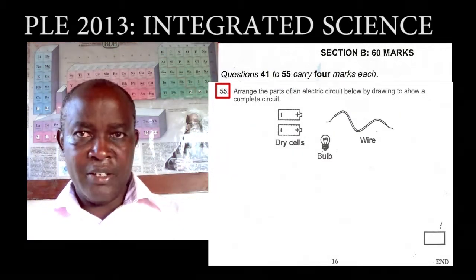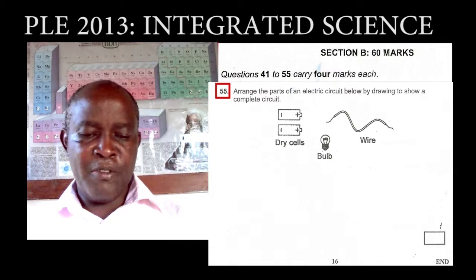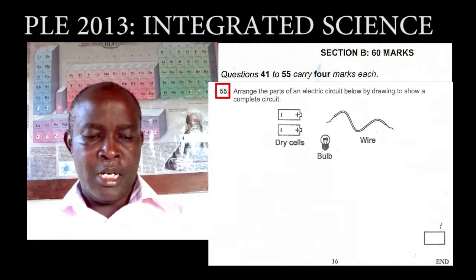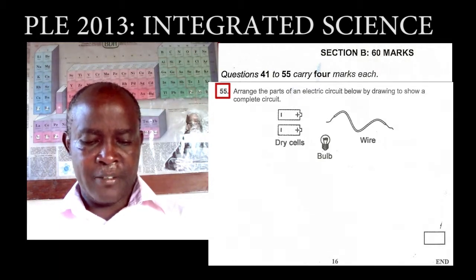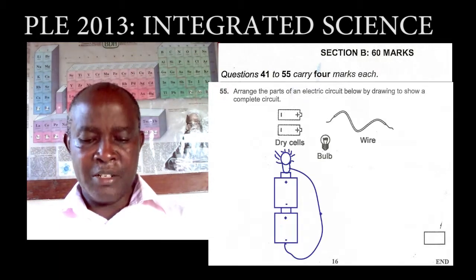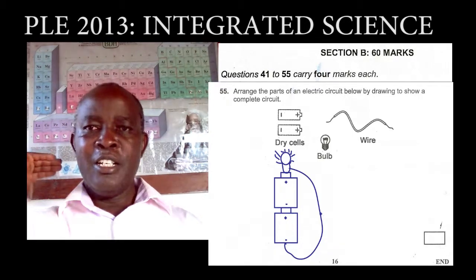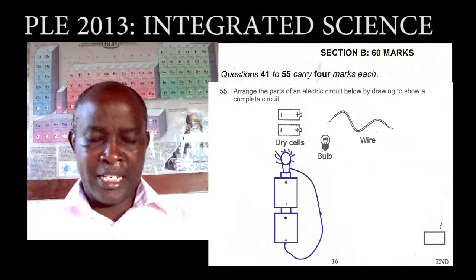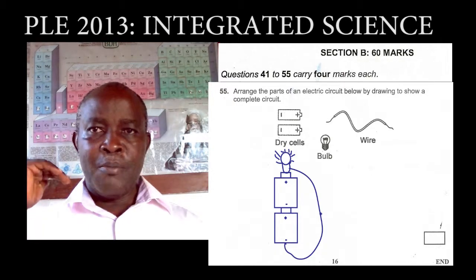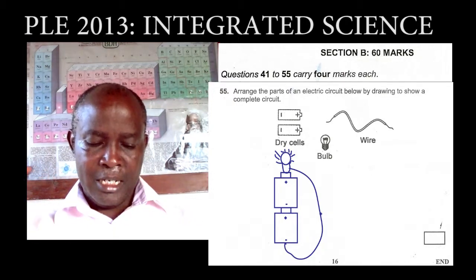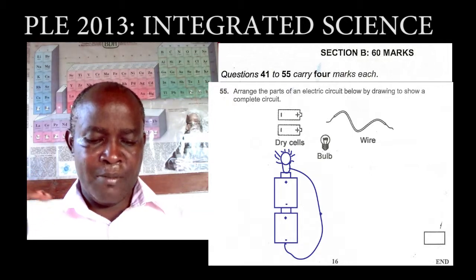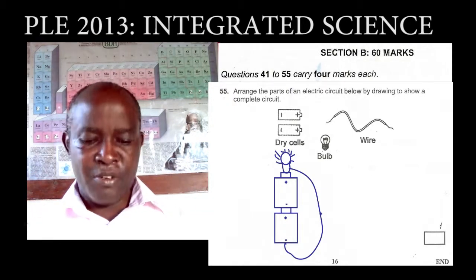Number 55. Arrange the parts of the electric circuit below by drawing to show a complete circuit. Arrange the cells as follows. Make sure the negative of one cell is connected to the positive of another cell. Make sure that the wire touches the bulb and the negative of the cell.